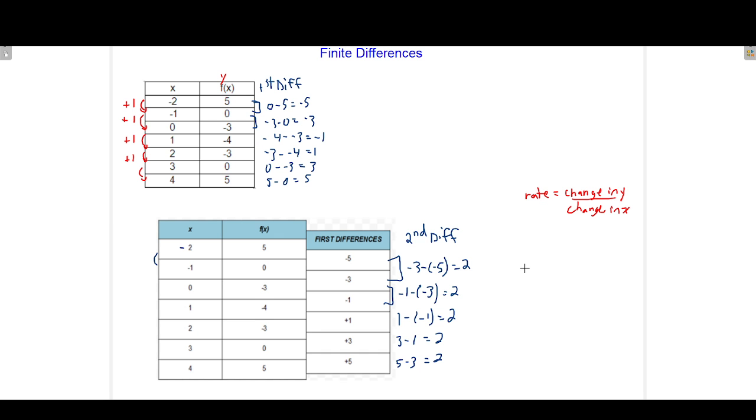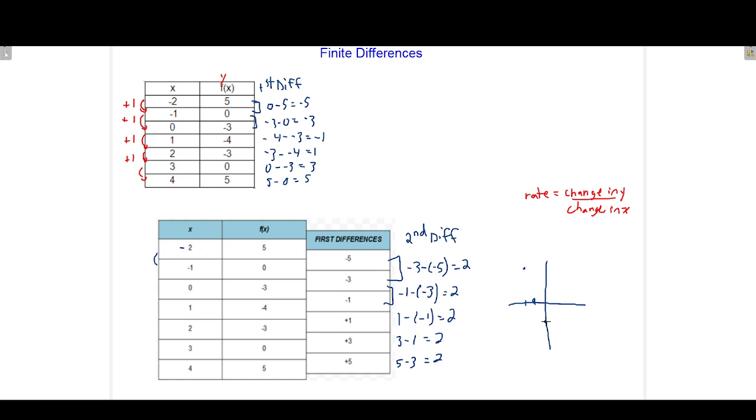Well, let's backtrack a little bit. Maybe we'll just do a rough sketch of this. It won't be very precise, but we can see here that when x is -2, y is 5. When x is -1, y is 0. When x is 0, y is -3.